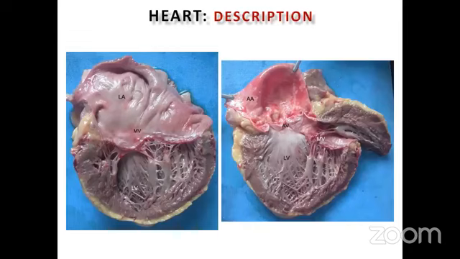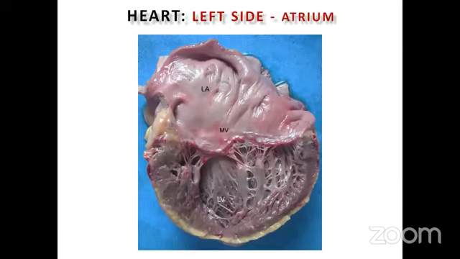Now, this is the opened out left sided inflow tract and the outflow tract. The inflow tract comprises the left atrium, the mitral valve, and the left ventricle. And the outflow tract is the left ventricle, the aortic valve, and the ascending aorta. Now let us come to the morphology of the left atrium.